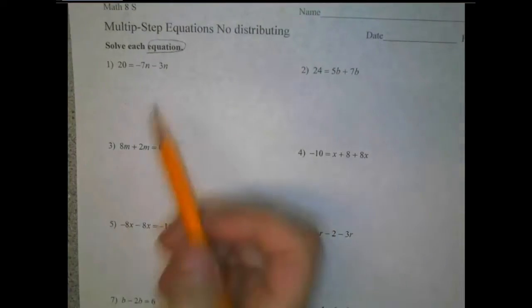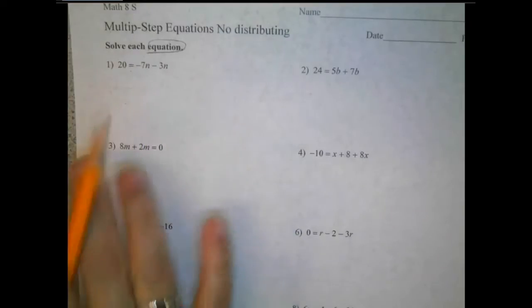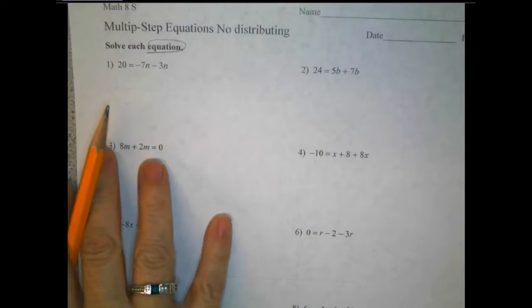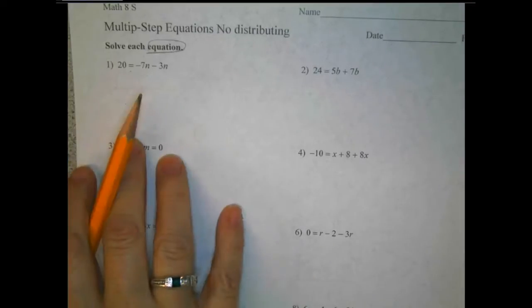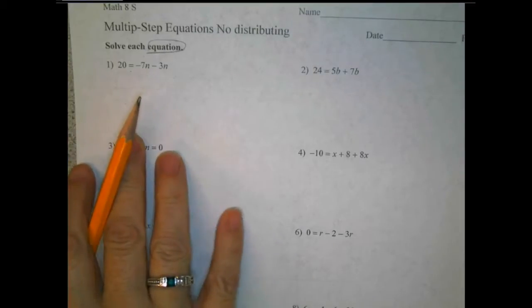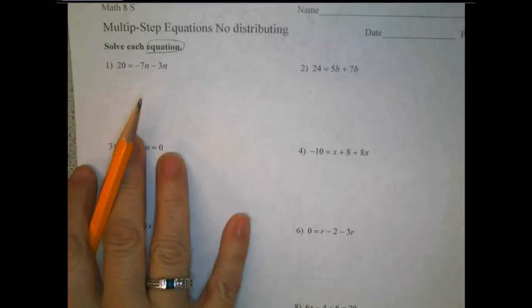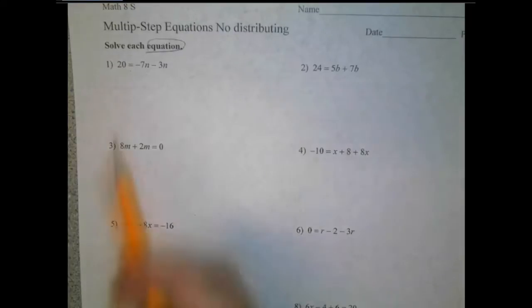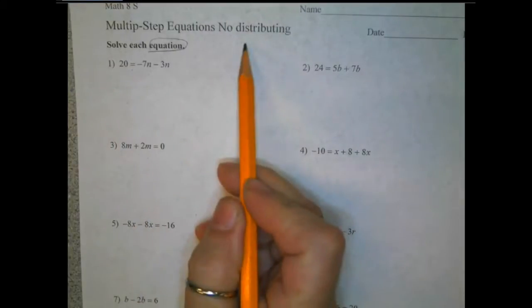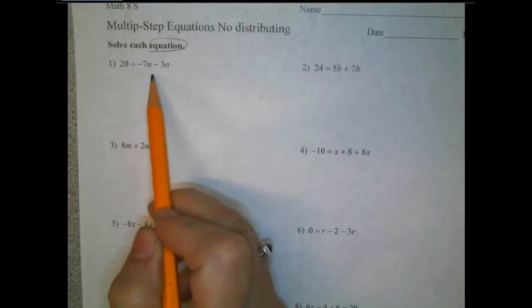All right, so today we're not going to do any distributing. Okay, we are going to do some combining of like terms and then solving. So it is more than one step on the equation part. We're really going to try and focus on learning how to solve these multiple step equations, one step at a time. So today there will be no distributing, but there will be combining of like terms.